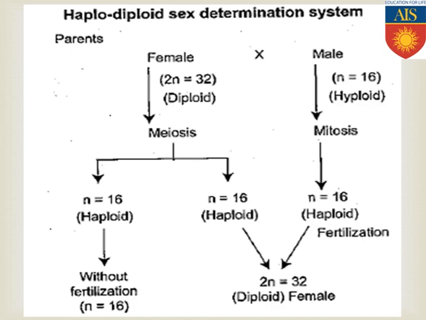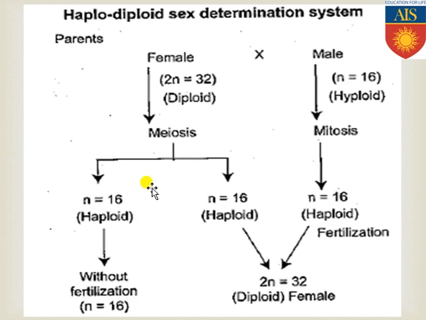So if you study this total sex determination method, you can see that both haploid as well as diploid individuals are present in this specific organism. That's why this is commonly known as the haplodiploid method of sex determination, which is found in honeybees.